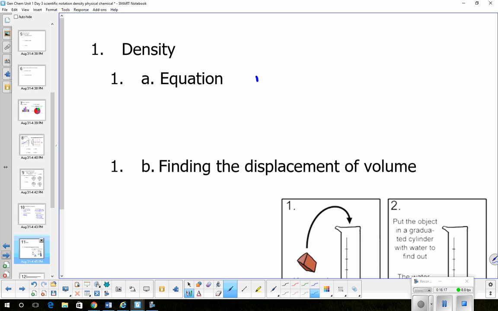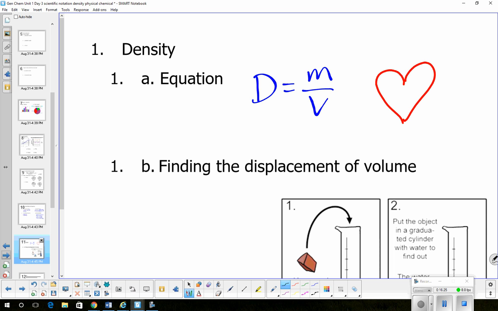Good. Density is equal to mass divided by volume. I like to look at it like this. You're a little dense if you're in love. Mass over volume. Okay? Right? You don't see things the way you should because you're a little dense, you're in love. All right? So, we're going to be working with this in the next couple days.